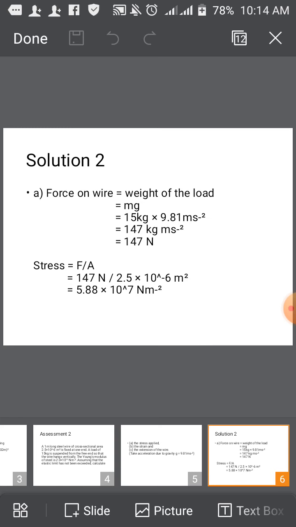Now, stress is equal to force divided by area. When we substitute the value of force being 147 newtons and we divide by 2.5 times 10 raised to power minus 6 meters squared, we are going to have 5.88 times 10 raised to power 7 Newton per meter squared.